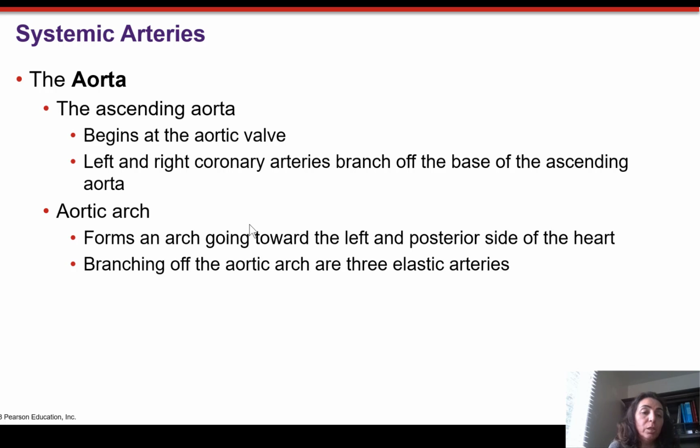Now again, this is just repeating what I said. The aorta: we have the ascending aorta, which begins at the aortic valve. Left and right coronary arteries are the branches of the ascending aorta, at its base. The aortic arch forms an arch going toward the left and posterior side of the heart, and branching off the aortic arch are three elastic arteries.